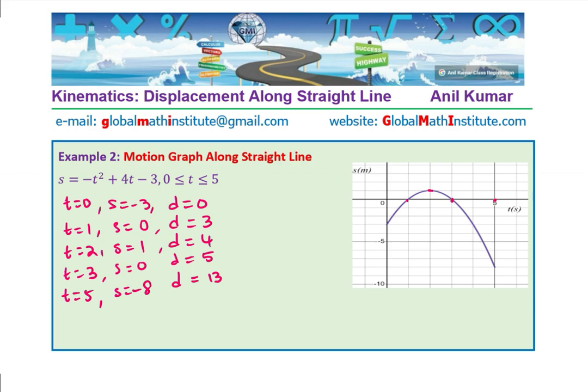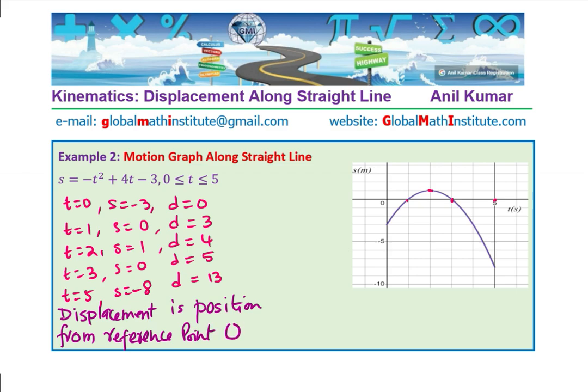Now we are going to, on a motion graph, show the displacement basically. Displacement is position with reference to a reference point O, right? So let me write down what is displacement. Displacement is position from reference point O, right? That is what displacement is.